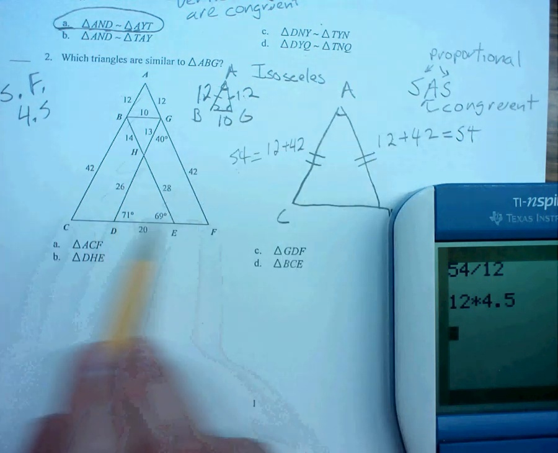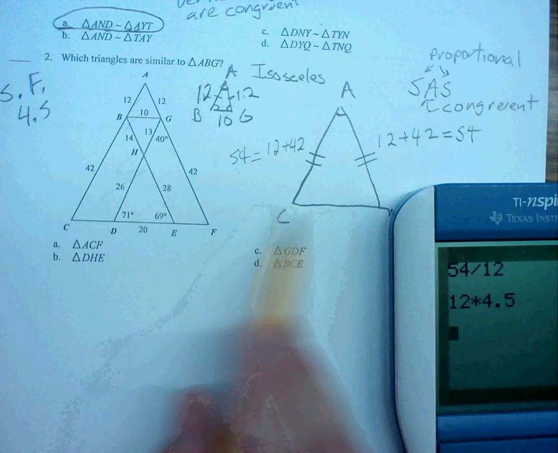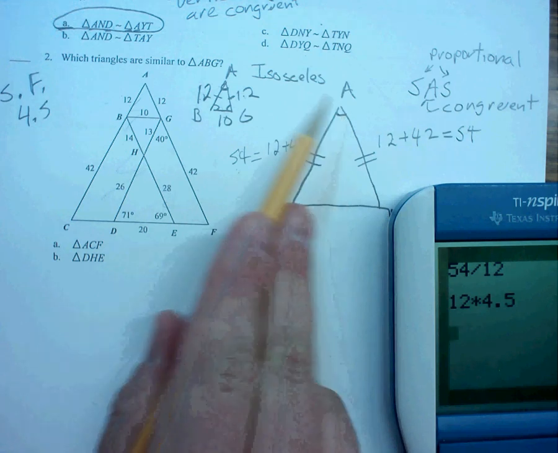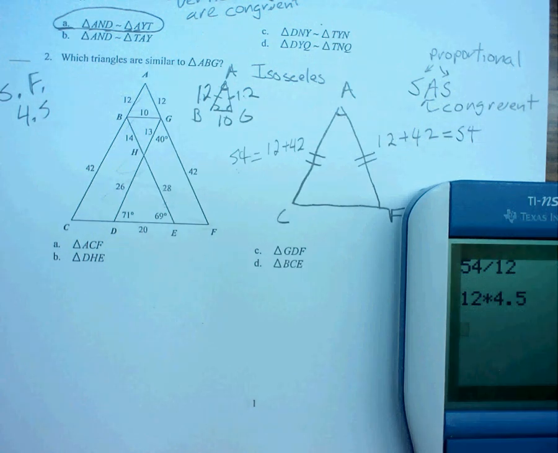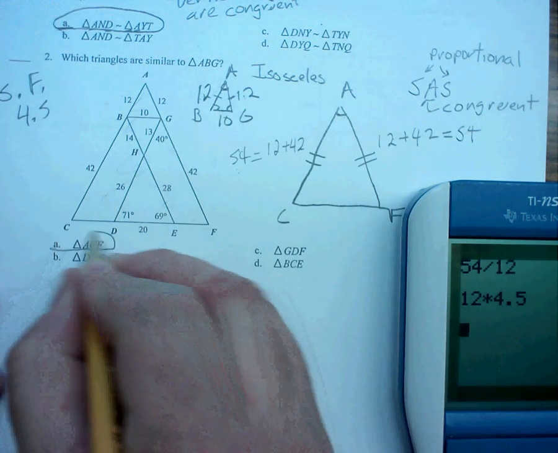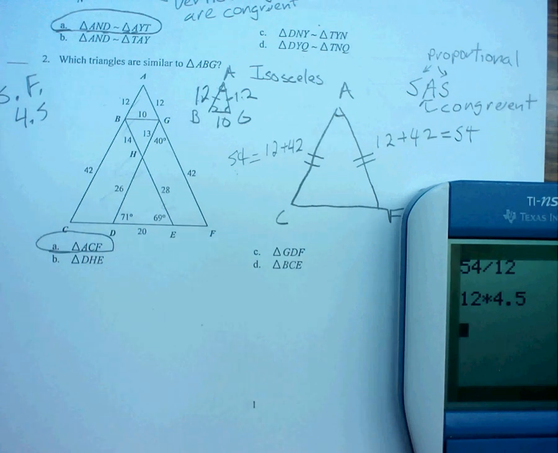Now, I don't need to prove this third side proportionality because I know the angle A is congruent to angle A. Does that make sense? So then my triangle is ACF. Does that make sense? Does everybody have all this written down?